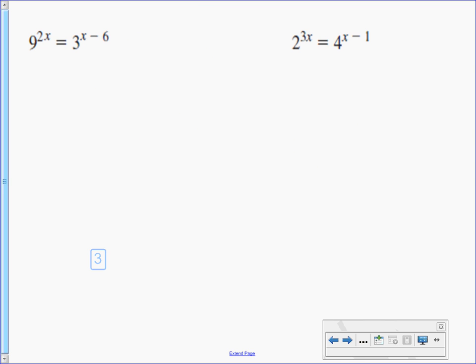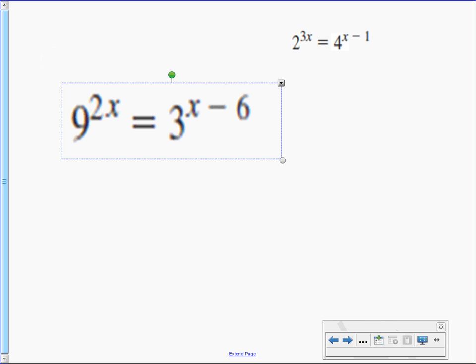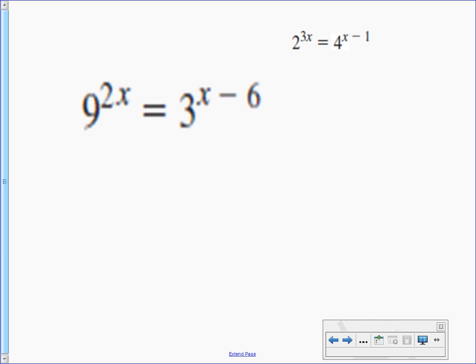Another example, just like this. 9 to the 2x and 3 to the x minus 6. In this instance, I want to create the same common base. The common base that I'm going to use is what? 3. Very good. That means I have to rewrite 9 with a base of 3. How do you do that? 3 squared. So that means this becomes 3 squared to the 2x equals 3 to the x minus 6.